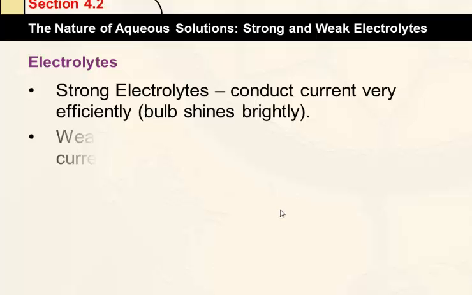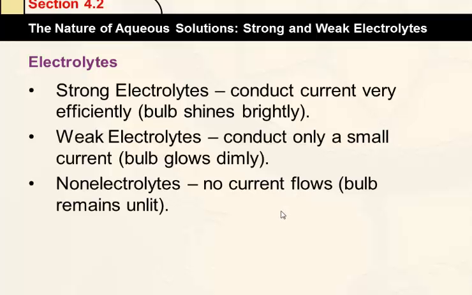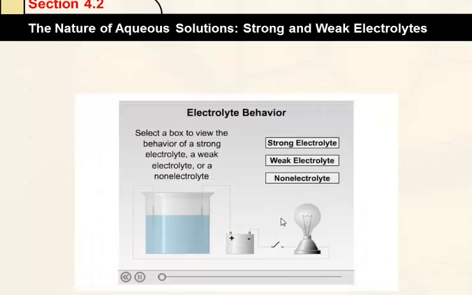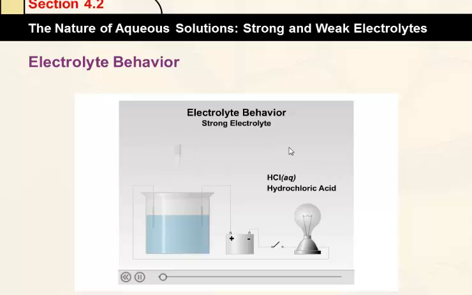Strong electrolytes have a lot of ions, so they conduct current very well, and weak electrolytes don't because they have fewer ions. Non-electrolytes, no bulbs at all. So here's just some animations showing how that would work.